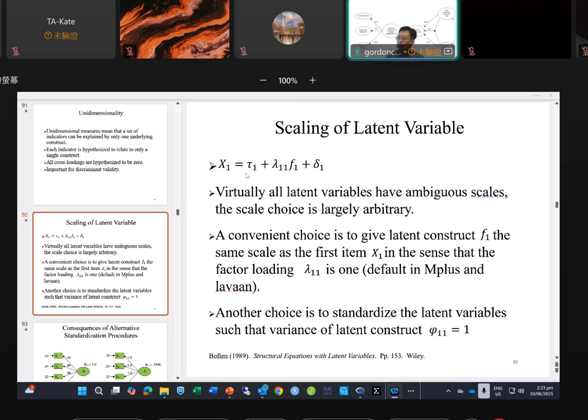If we don't look at the tau 1 at the moment, okay? X1 is the known information. We have 2 unknowns here. We need to estimate lambda 1 and delta 1. So it is unidentified. Okay, we cannot use one piece of information to estimate 2 unknown parameters.